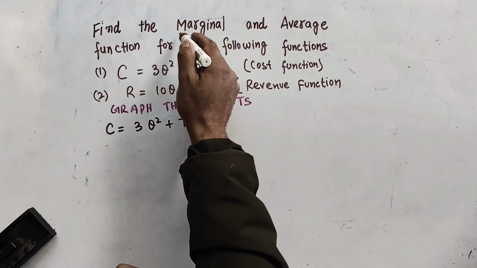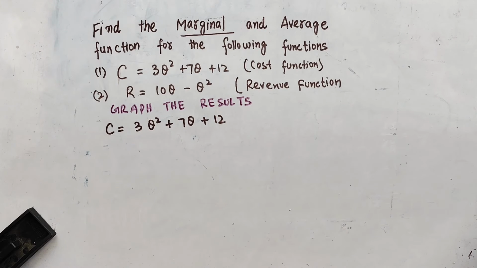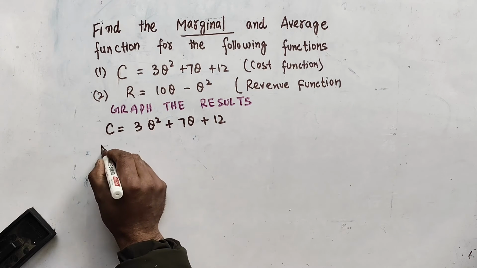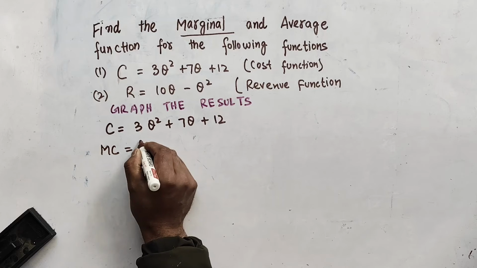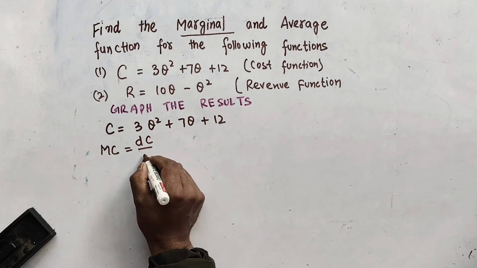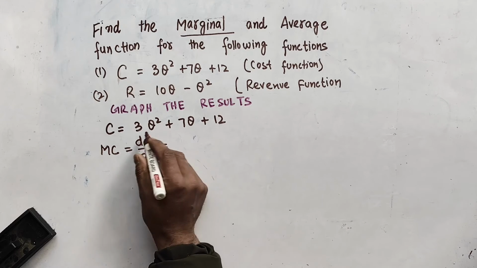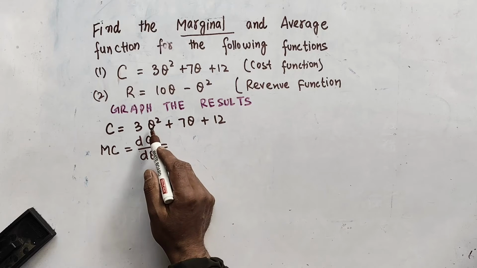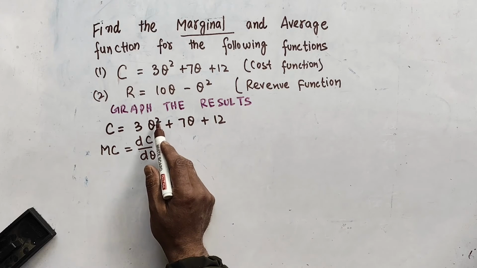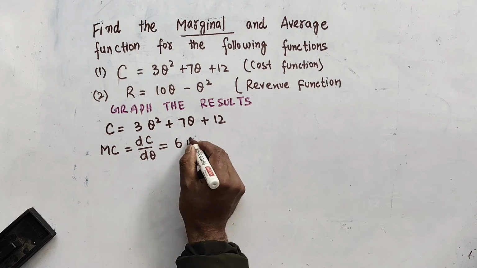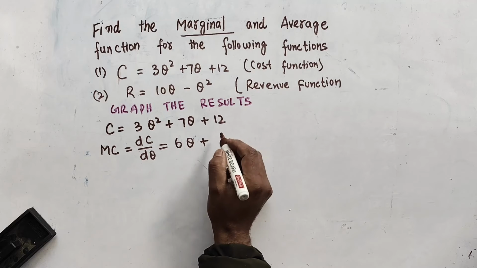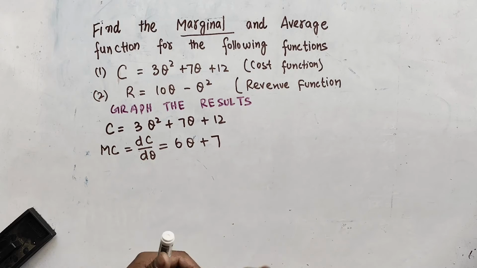First we need to find out the marginal function. That means we need to find out the marginal cost, that is the change in the total cost due to the change in the output. That is the derivative of this function with respect to q. Derivative of q square is 2q, so 2 into 3 is 6q, plus derivative of q is 1, so we are left with 7, and derivative of a constant is 0. This is our marginal cost.